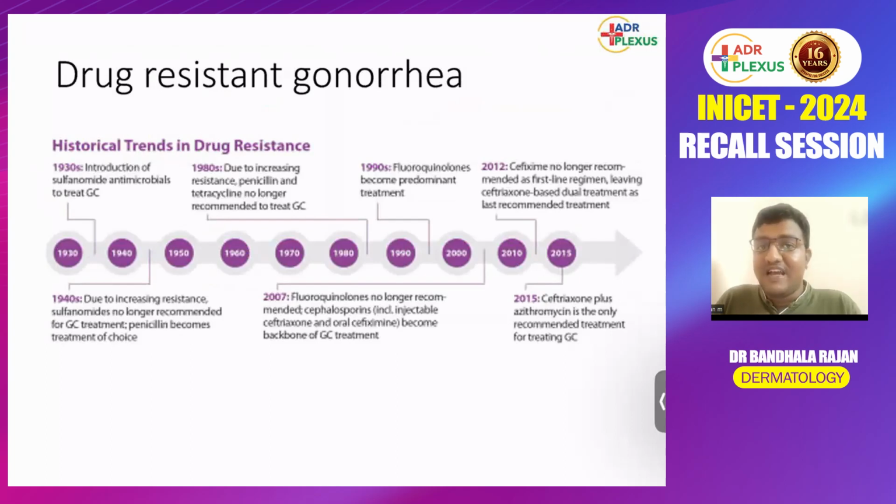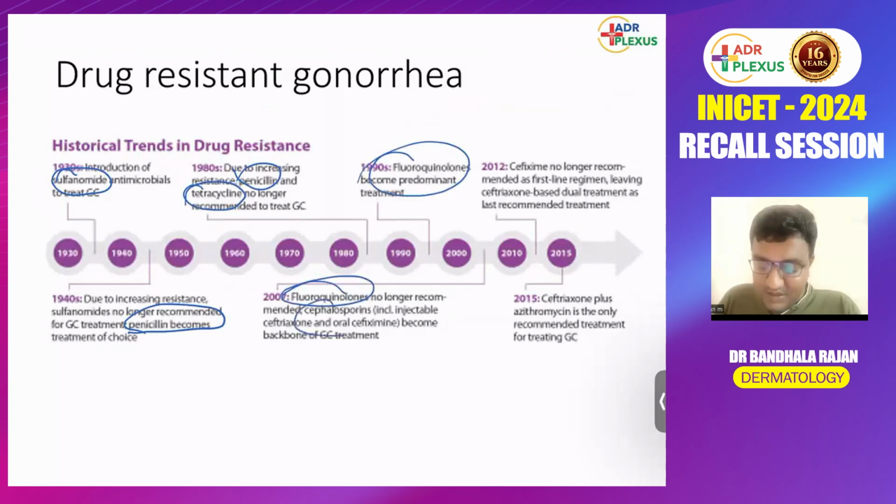So this is the trend of drug resistance in gonorrhea. Initially, they started with sulfonamide drugs. Because of resistance, penicillin became the treatment. Because of penicillin resistance, they changed to tetracycline. Then because of tetracycline resistance, they changed to fluoroquinolones. Because of resistance to fluoroquinolones, they changed to cephalosporins like ceftriaxone. Because of resistance to that, they have mentioned ceftriaxone plus azithromycin as treatment. Because of resistance to these, there are new drugs like spectinomycin.